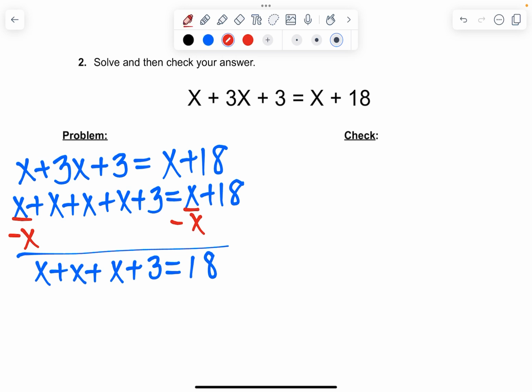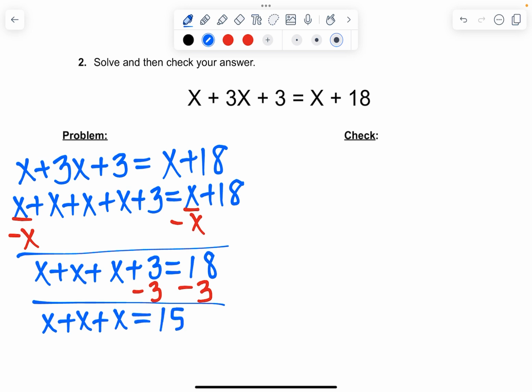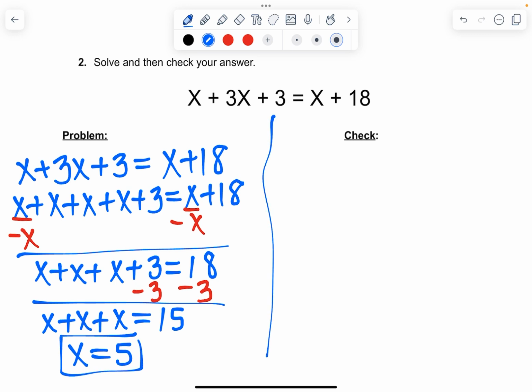Now I can take away numbers. Again, if you can take it away, you need to take it away. So I'm going to subtract 3. That's the largest number that I can take away from both sides. And I end up with x plus x plus x equals 15. So my guess is x equals 5. I'm going to go ahead and move to my check.